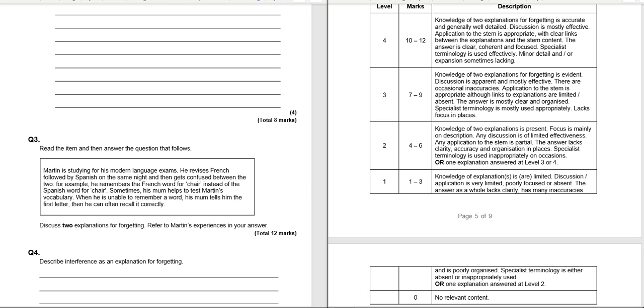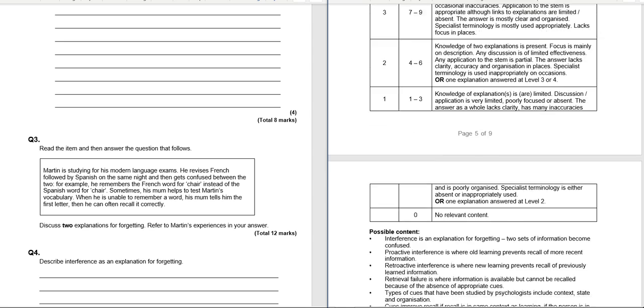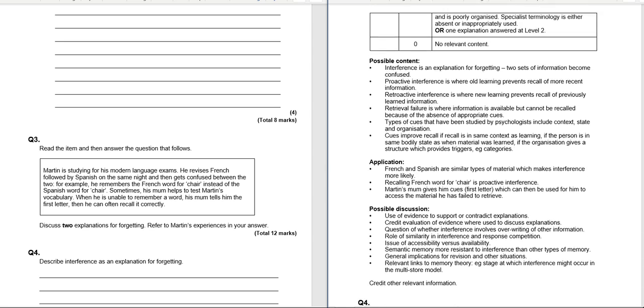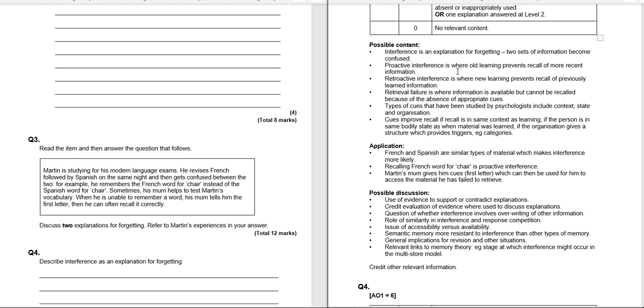The next thing that I want to say here that you might not be aware of is that those 2 explanations can be both 2 types of interference or 2 types of retrieval failure. So you don't have to say one explanation is interference, another explanation is retrieval failure. You could do, but you're actually making it a lot harder work for yourself there. What you could do is say one explanation is proactive interference, another explanation is retroactive interference. So you could do that.